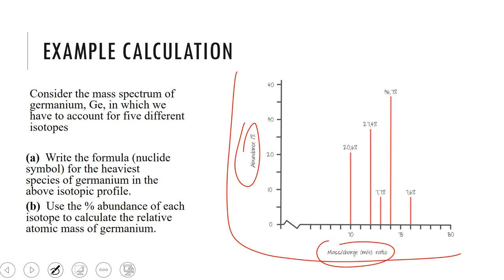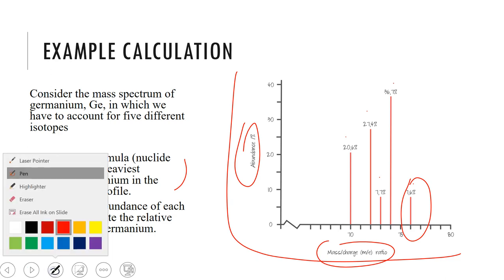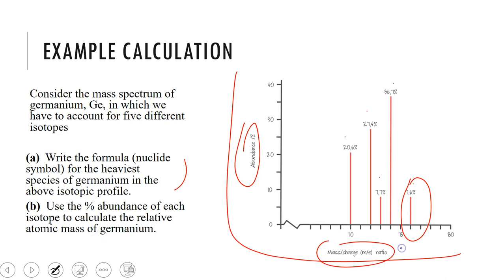Okay, and we can see here we have 1, 2, 3, 4, 5 isotopes of germanium being shown in this one. We've been asked to write the formula for the nuclide symbol, so the standard atomic symbol, for the heaviest species of germanium. So we're going to look for the peak that is furthest to the right, because that will have the highest value on our x-axis. So this one here, which is 7.6%. And we need to look at our axis along the bottom here, and we can see that we've got 75 to 80, and then we've got 1, 2, 3, 4, 5 gradations. So this must actually be a mass number of 76.